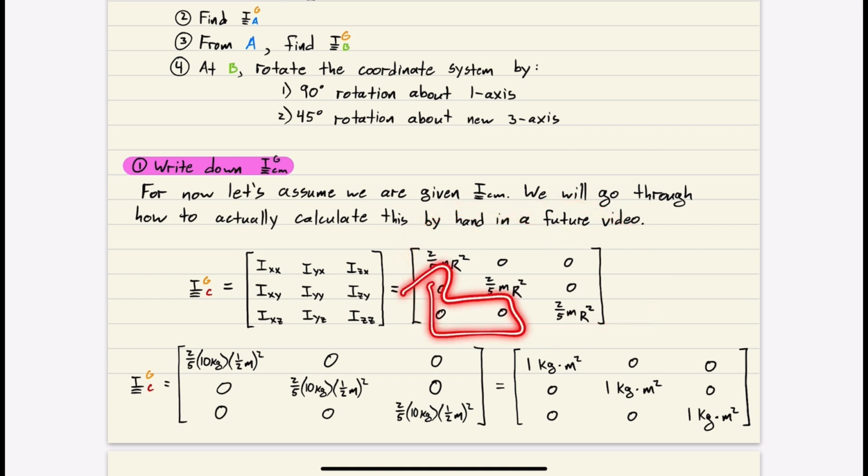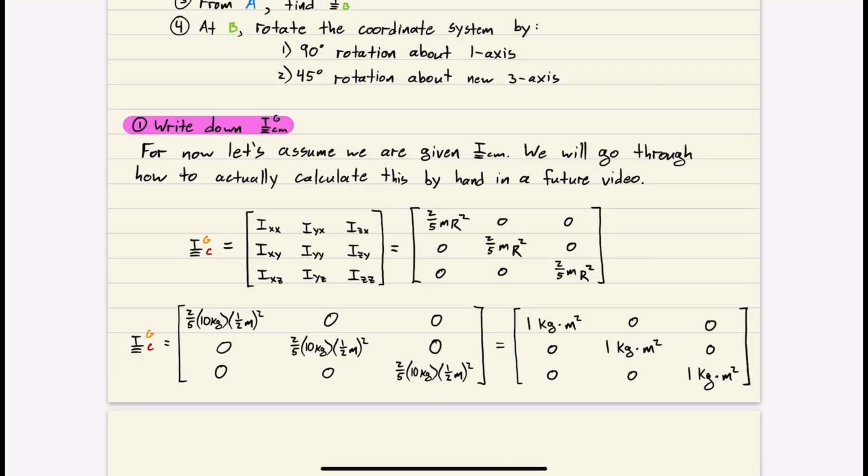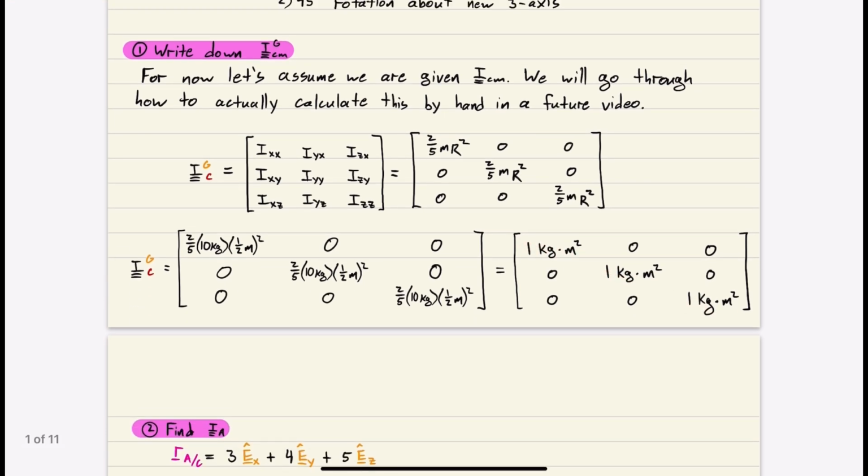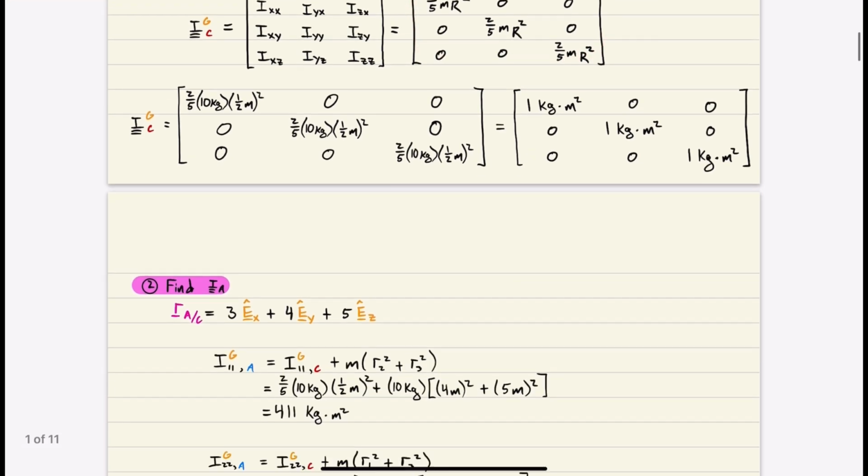It's zeros on the off diagonal, and then 2/5 mr squared on the diagonal, and they're all the same. Since the mass is distributed evenly, it's symmetric about that point. So this is just plugging in our mass and our radius, and we end up with 1s on the diagonal. That's it. 1 kilogram times meter squared on the diagonal. All right, that was part 1. That was easy. That was just plugging in to a matrix that we were given.